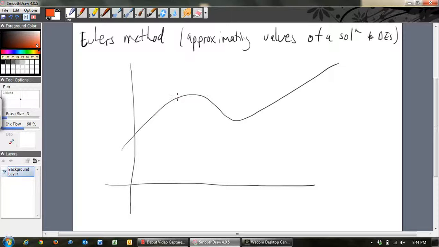Let's say we choose this point here, and if we draw a tangent at that point. I'll do it fast. Okay, if we do that tangent, so there's our first point. Let's call that first point x0.